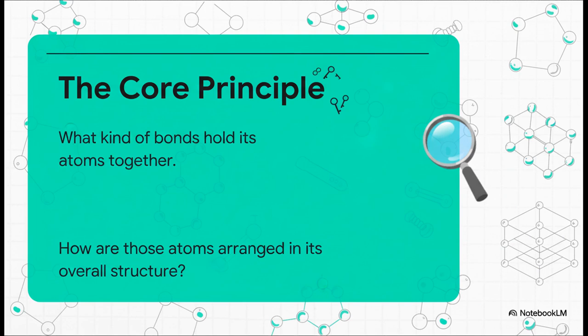And here's the secret. It all comes down to this. Every single physical property of a substance, and I mean everything, is decided by just two things. One, the type of chemical bonds holding it together, and two, its physical structure, so how all its atoms are arranged. Once you get this, honestly, the rest just clicks into place.